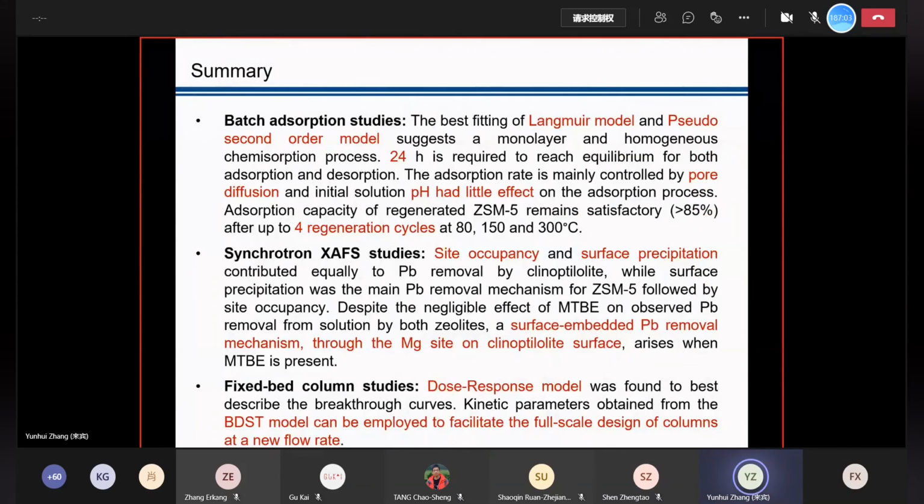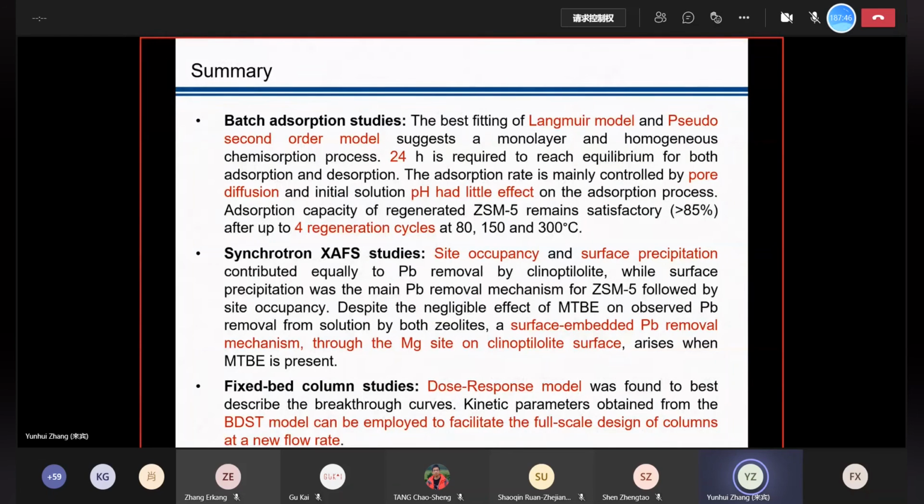So here are the conclusions. From the batch adsorption test, the best fitting of the Langmuir model and pseudo-second-order model suggested a monolayer and homogeneous chemisorption process, and 24 hours is required to reach equilibrium for both adsorption and desorption. The adsorption rate is mainly controlled by pore diffusion, and the initial solution pH has little effect on the adsorption process. And the adsorption capacity of the regenerated ZSM5 remains satisfactory after up to 4 regeneration cycles.